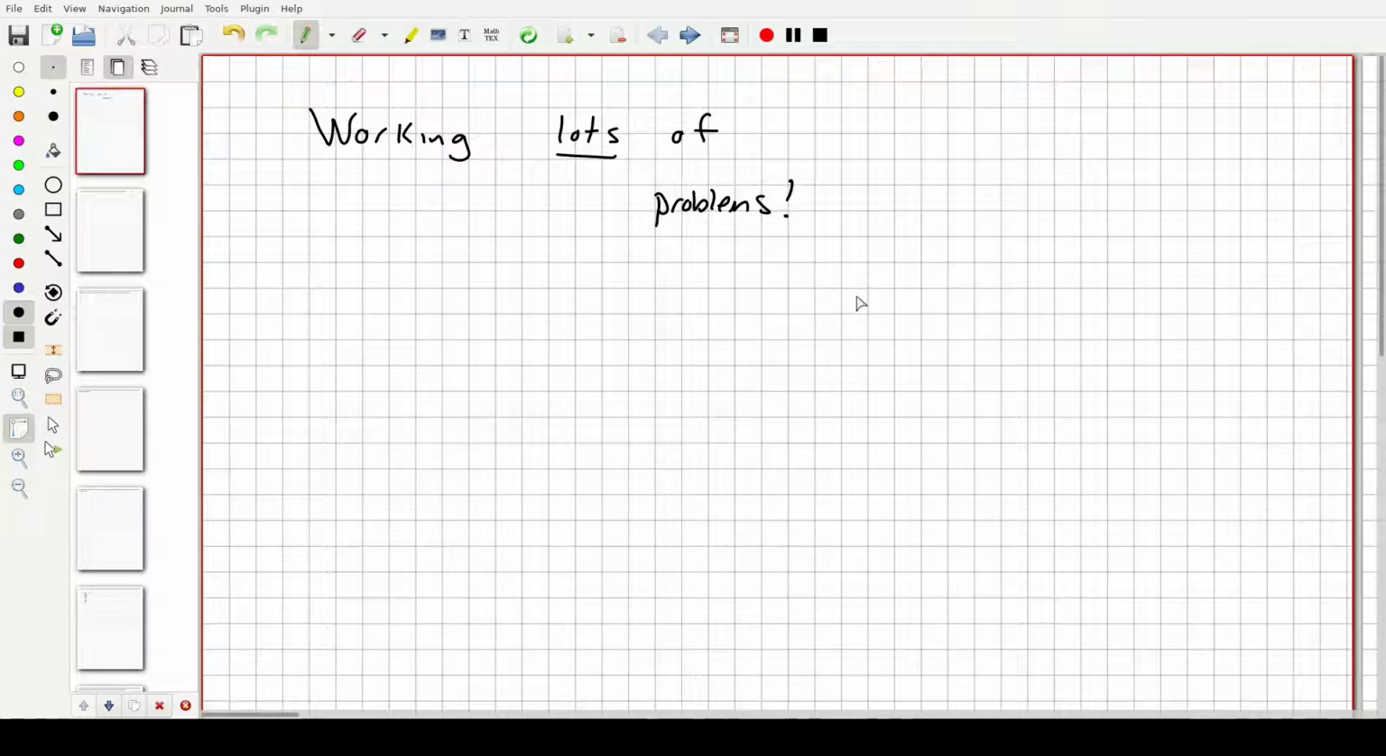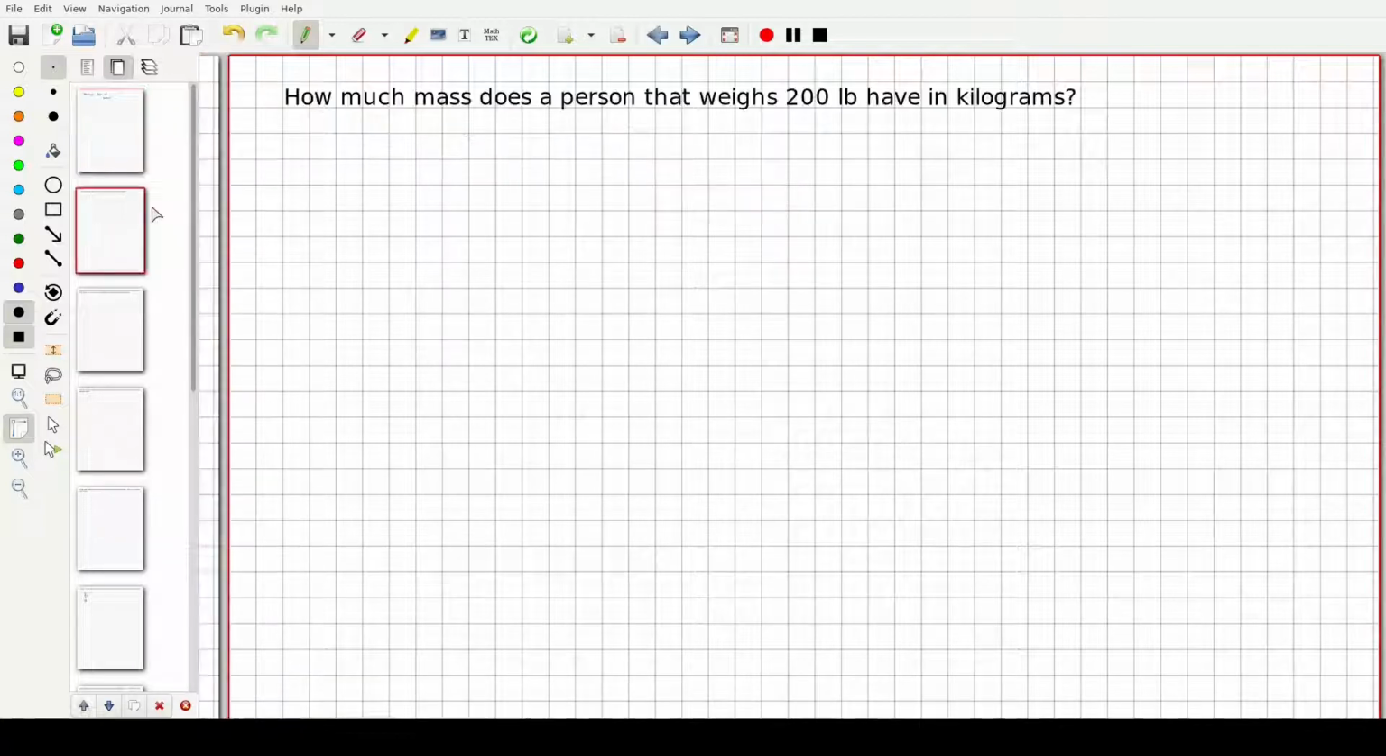It's my experience that the best way to learn about forces is to actually work problems with them in there and use that to kind of help figure things out. So that said, we're going to start with a simple problem. How much mass does a person that weighs 200 pounds have in kilograms? Now, the reason why I'd like to work this problem is to introduce you to the concept of gravitational force.